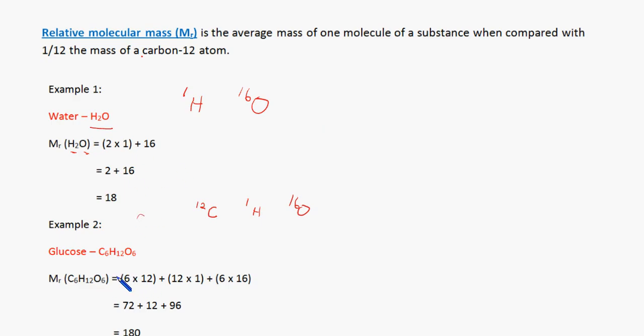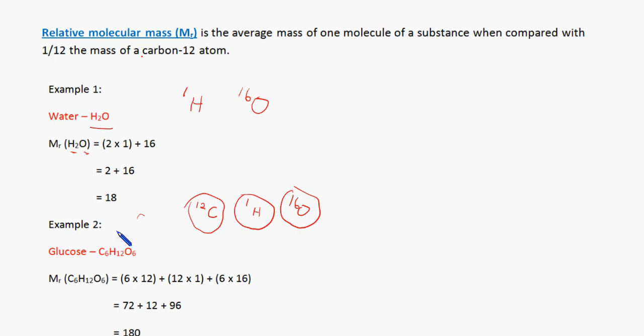We have 6 carbon atoms, so it'll be 6 multiplied by 12, that we got this 12 from here, plus we have 12 hydrogen atoms, so it'll be 12 multiplied by 1, and we have 6 oxygen atoms, so it'll be 6 multiplied by 16. So that'll be 72 plus 12 plus 96, and that will give us 180. So the relative molecular mass of glucose is 180.